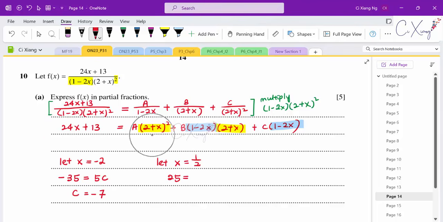Substitute half into this part, so you're having 2 plus half. So 2 plus half, and you square it, you should get 25 over 4. And then you're having 25 over 4a. Okay, let's substitute half here.